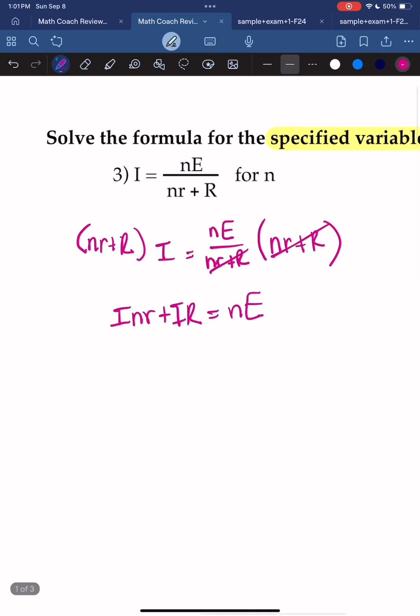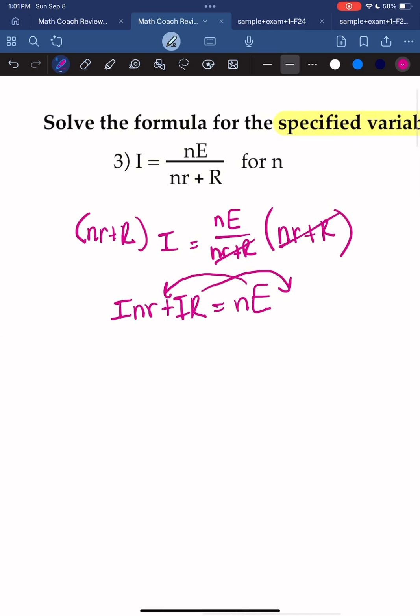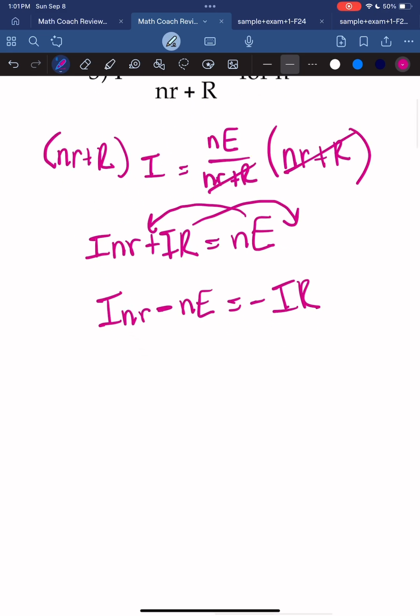So now let's switch these so that both n terms are on the same side of the equation. So I n r minus n e, because since we're switching it we have to change the sign, equals negative I r, because like I said, once you switch it to the other side of the equation you have to change the sign. If it was positive, it becomes negative. If it was negative, it will become positive.